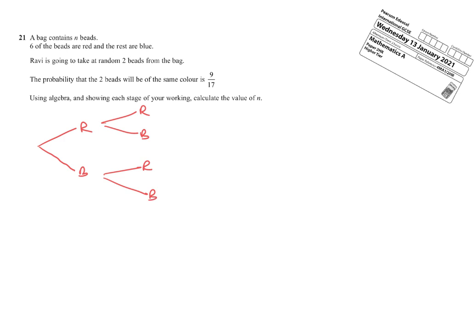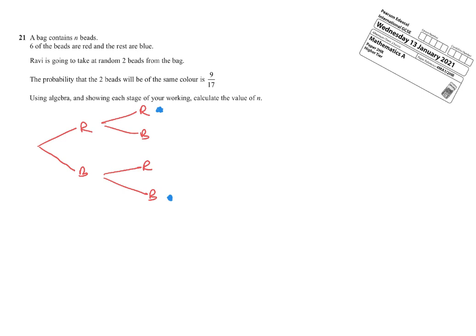Looking at the question, it says the probability that 2 will be the same color. So that's red, red, and blue, blue. So I'm dealing with 2 of these strands here, and I want to work out the value of n. So if I can form an equation involving n for red, red plus blue, blue equal 9 over 17, that equation will have one unknown, which is n, and then I'll be able to solve my question. So I only want to work out the routes that go this way and this way. So I'm not going to worry about the 2 in the middle now.